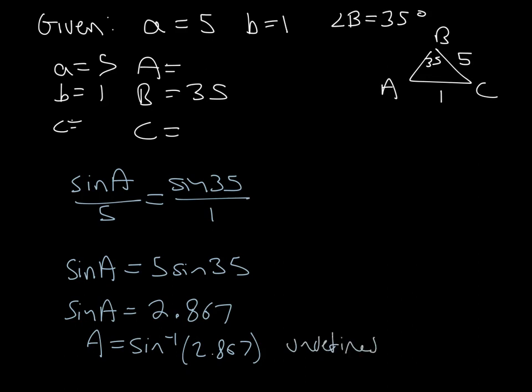Right. Well, what does this mean? That means this is an impossible triangle. We can't have a triangle where side little a is 5, little b is 1, and angle B is 35 degrees. What's going to happen is that side of 1 is just never going to be long enough to reach the third side. So we'd say impossible triangle, and we're done.